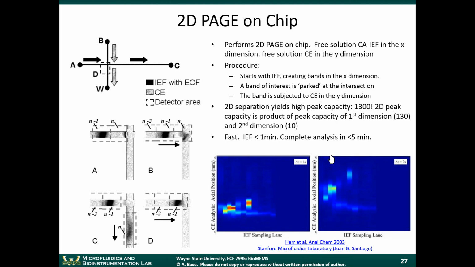So the microfluidics folks have attempted to do two-dimensional separations on a chip. This is an example of a 2D polyacrylamide gel electrophoresis on a chip. I'm sorry, no. This is free solution. This doesn't have a gel in it. Let me make a correction to that.